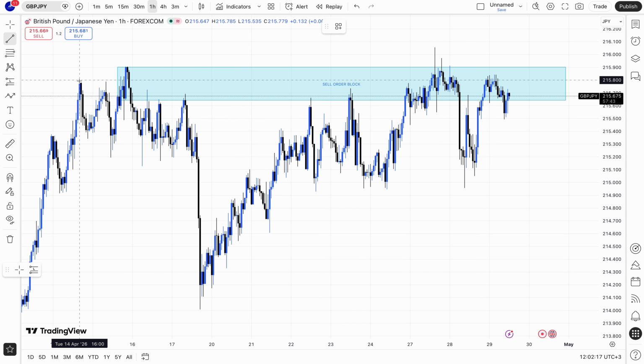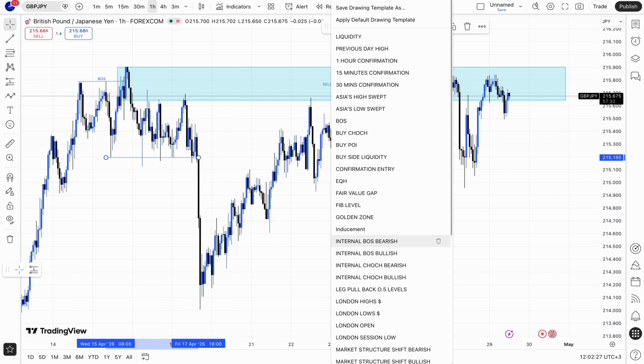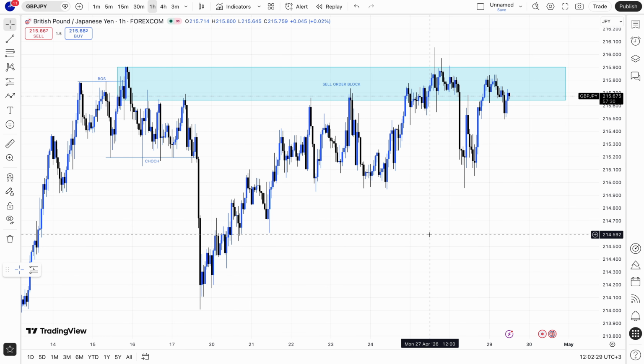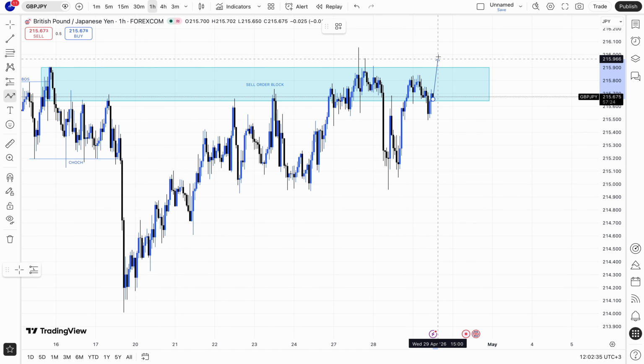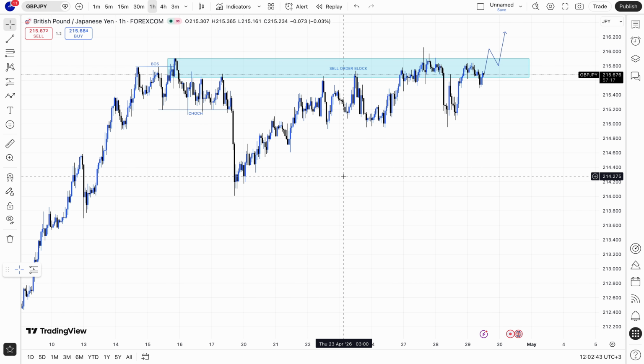On that H1, we got the continuation break of structure to the upside from here, then a change of character to the downside from here. You can see it. So we need to wait for the price to break here, and then a retest, then a continuation to the upside. Super simple, super simple for GJ.